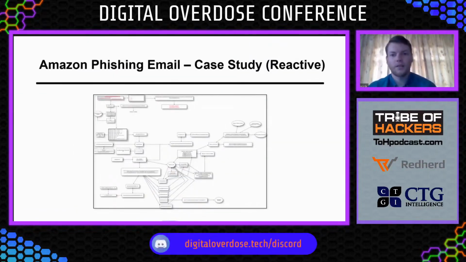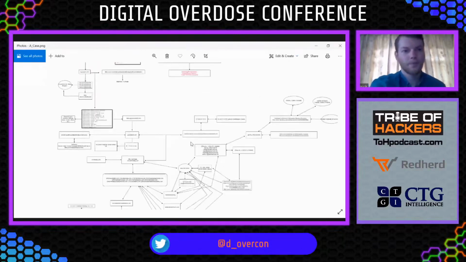All right. The next case study, a reactive case study, is about an Amazon phishing email. It's an Amazon email that I received about my account a few months ago, and I started to investigate who is behind it. And I'm going to show you the image immediately, and walk you through this more closely.